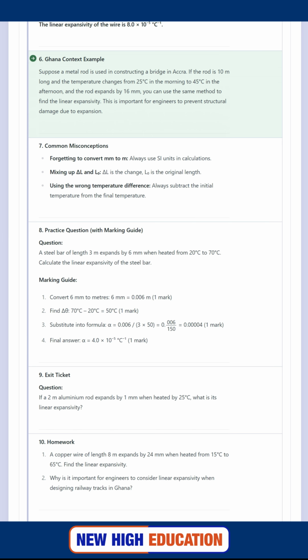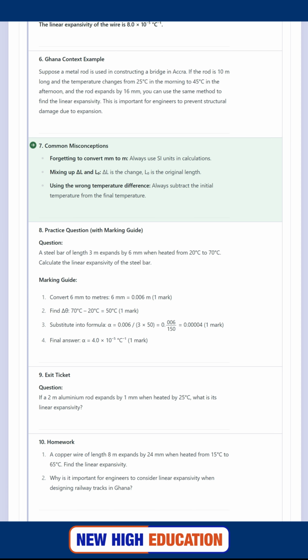So, in real life, engineers use this calculation to make sure structures like bridges and railway tracks are safe. Common misconceptions. Some common mistakes include forgetting to convert millimeters to meters. Always use SI units in calculations. Also, mixing up delta L and L naught. Remember, delta L is the change, L naught is the original length. And finally, using the wrong temperature difference. Always subtract the initial temperature from the final temperature. Watch out for these errors, especially under exam pressure.